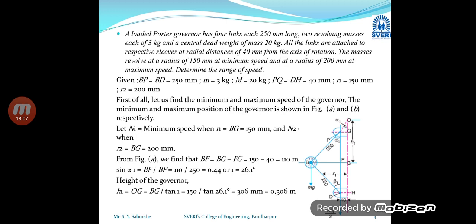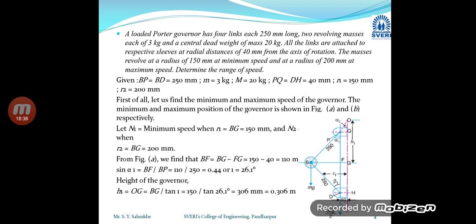Then first of all, let us find the minimum and maximum speed of the governor. The minimum and maximum positions of the governors are shown in the figure. So this is figure A, and on the next slide there will be figure B. Let us consider N1 is the minimum speed when R1 is the radius, that is 150 millimeter radius, and N2 when R2 is the maximum radius, that is 200 millimeter radius.